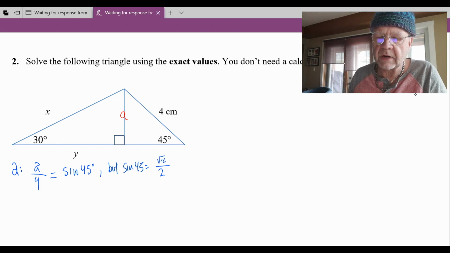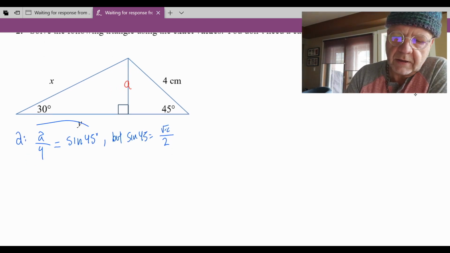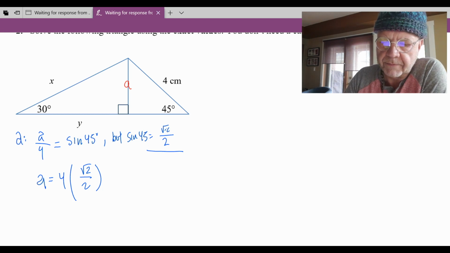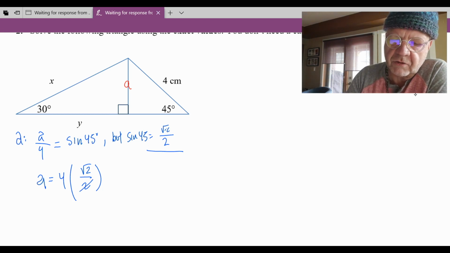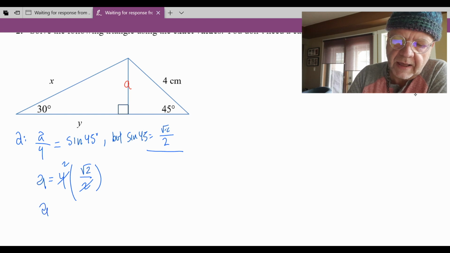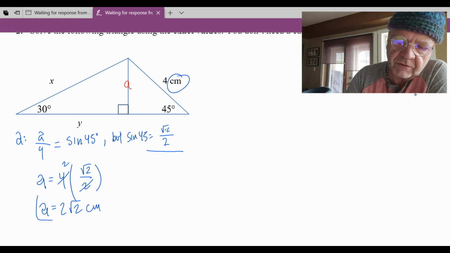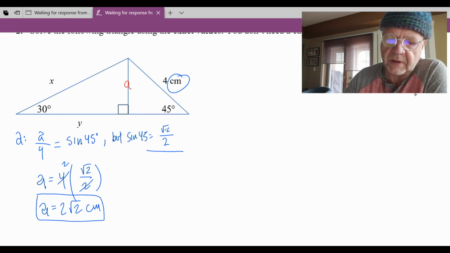And so we can rearrange this formula here and plug in the value we have there and say that A equals 4 times root 2 over 2, just like that. All right? A little bit more simplification, 2 divides into there equally, so A now equals 2 root 2. And because we're dealing with centimeters, we might as well use those. A equals 2 root 2 centimeters.